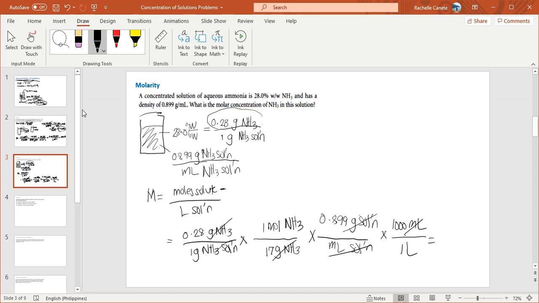0.28, 0.899 times 1000, 17. That's 14.8 molar. So it's really concentrated aqueous ammonia. Okay?